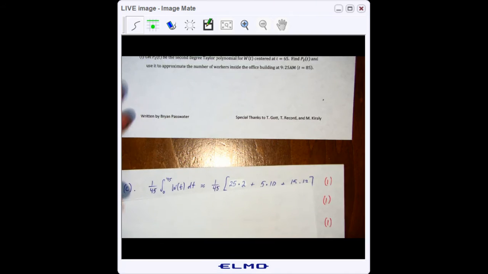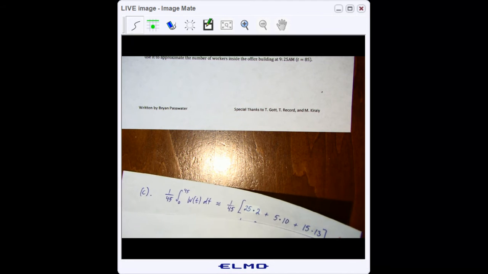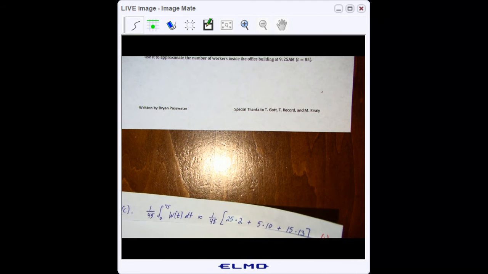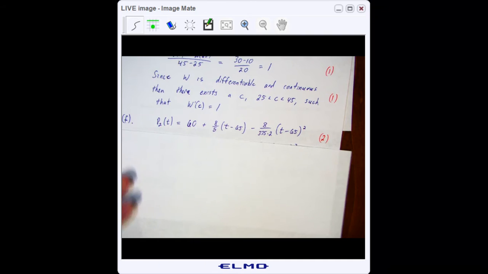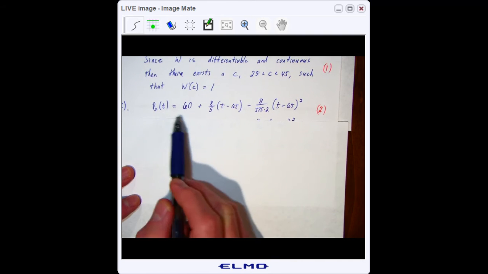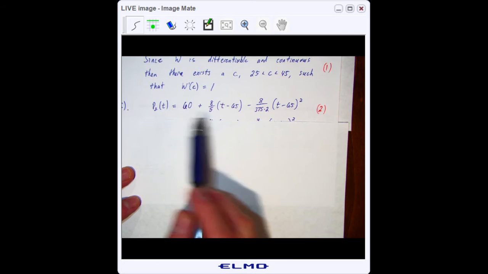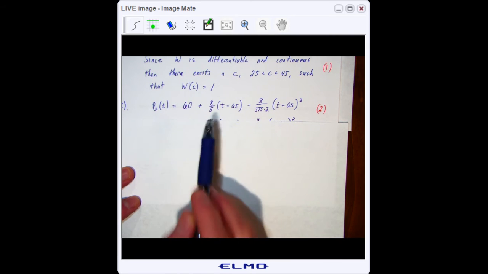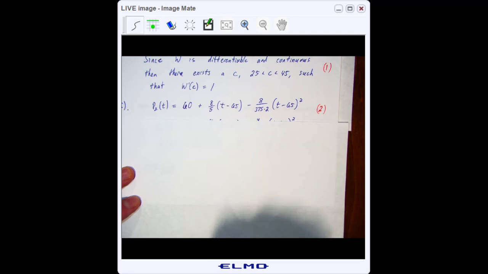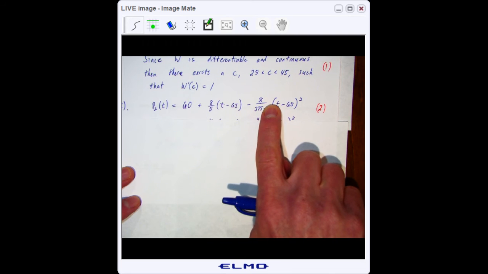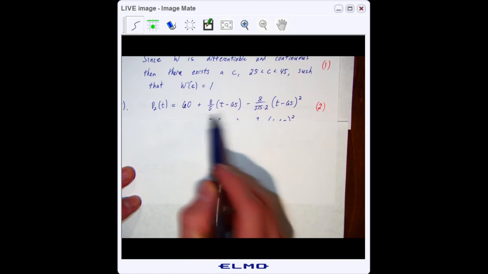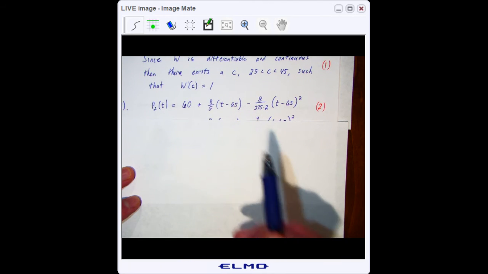All right, finally, let P sub 2 of t be the second degree Taylor polynomial centered at 65. Find the Taylor polynomial and use it to approximate the value at 85. Okay, so second degree Taylor polynomial. I need W of 65, W prime of 65, and the second derivative W double prime at 65. Both these values were from your previous answers, from part A.